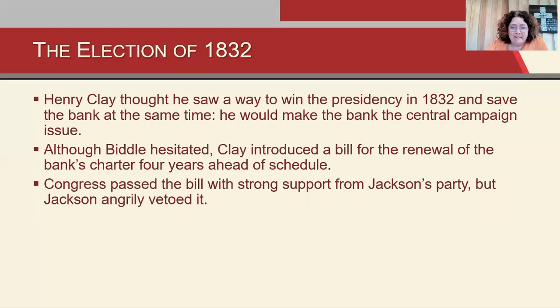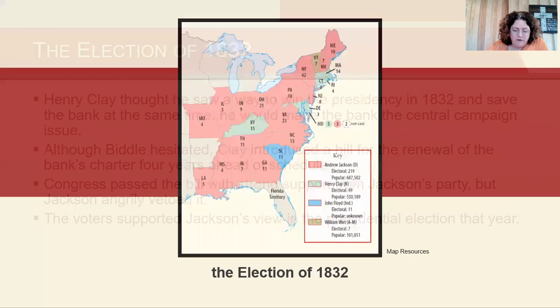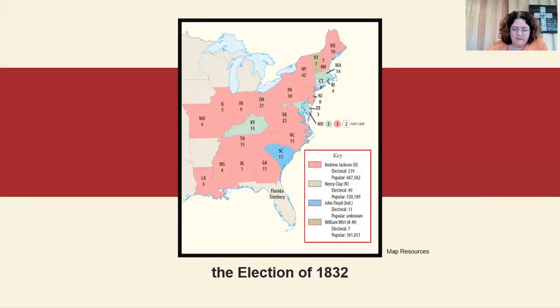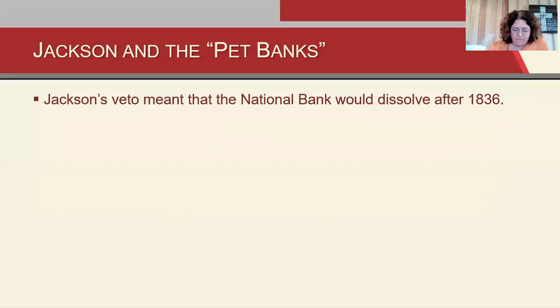Congress passed the bill, which had strong support from everybody, including Jackson's party, but Jackson still vetoed it. The voters supported Jackson's view in the presidential election that year. Congress did not override Jackson's decision, and he won 219 electoral votes to Clay's 39. So with his veto, it meant that the National Bank would dissolve after 1836.